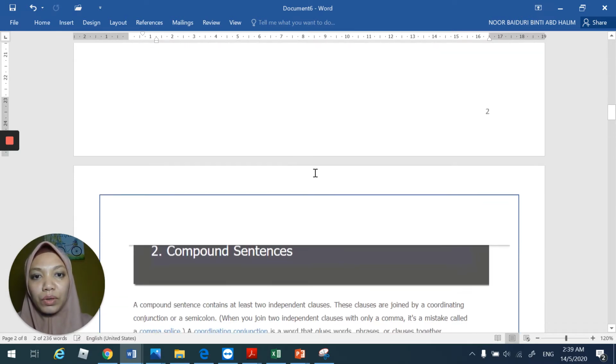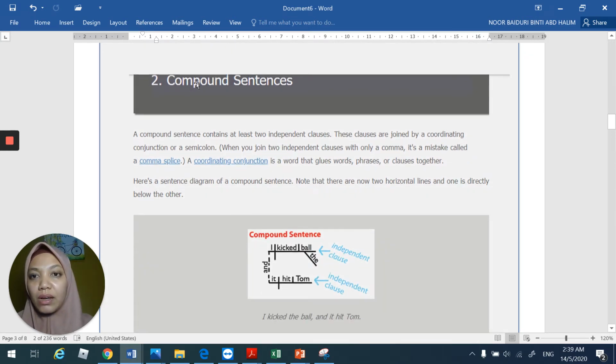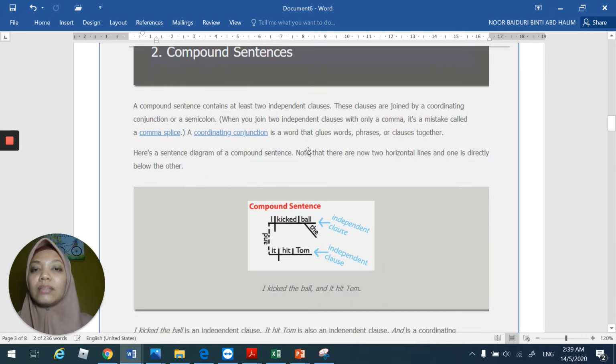Going to the next type, compound sentences. In compound sentences, you have at least 2 independent clauses. Independent means when you have the clause, the meaning is complete. It doesn't need more words or phrases. Dia dah cukup cantik dah. For example here, I kicked the ball. Complete, right? You understand. While we have another independent clause: it hit Tom. If you have it hit Tom as one single sentence, you can understand it already.